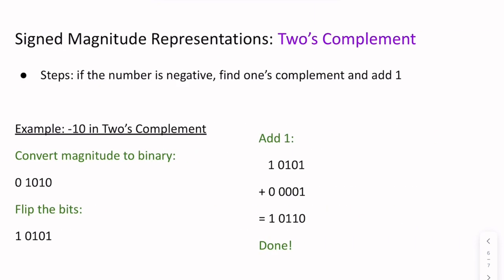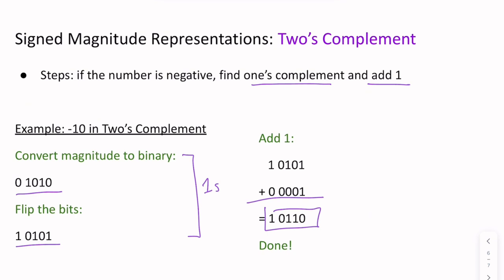So our next example will be converting -10 to 2's complement, and you first convert this number to binary. So that's the same as before, and then you flip the bits. Again, that's the same as before. This process was 1's complement. And then the difference is after you find 1's complement, you add 1. So if we add 1 to this number, we end up with 1, 0, 1, 1, 0, and then we're done.